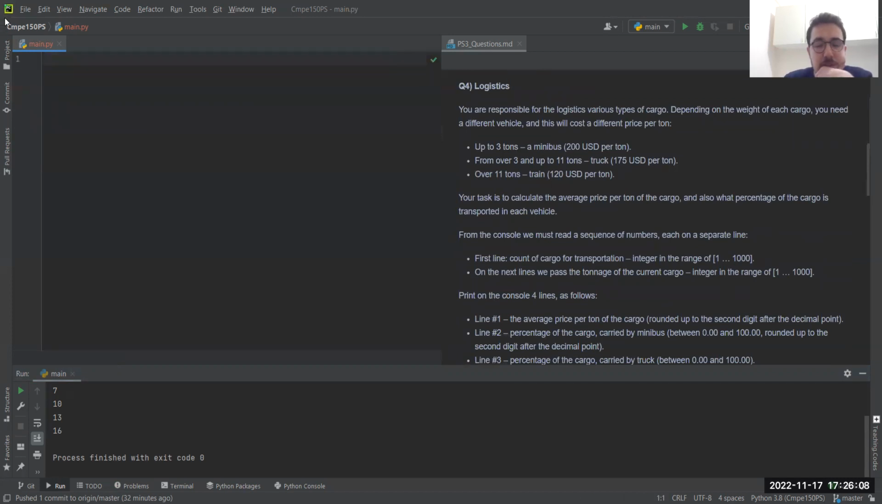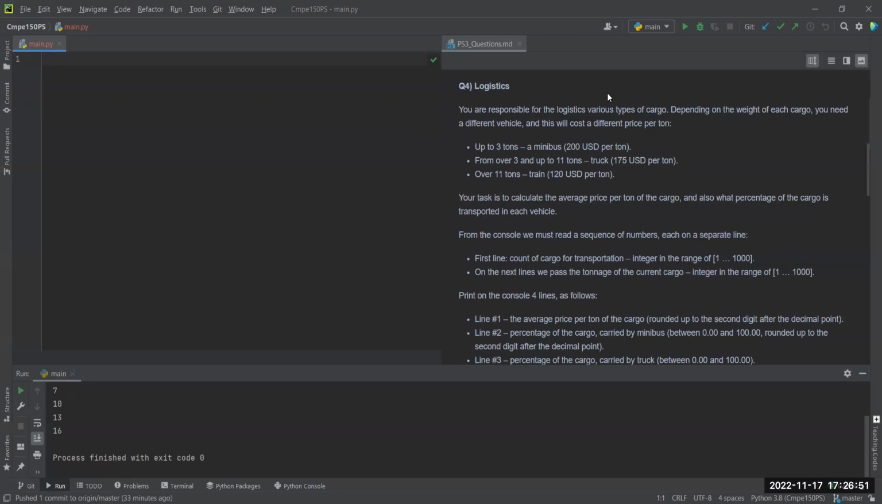It will be our last question about these less complex for loops today. It seems like a long question, but it is not actually. It has a really basic logical structure behind the question. You are responsible for the logistics of various types of cargo. Depending on the weight of each cargo, you need a different vehicle, and this will cost a different price per ton. As you can see, there will be some limits for the minibus, truck, and train logistics, and the price per ton is changeable for all of these methods.